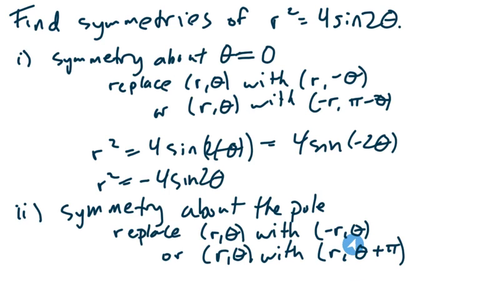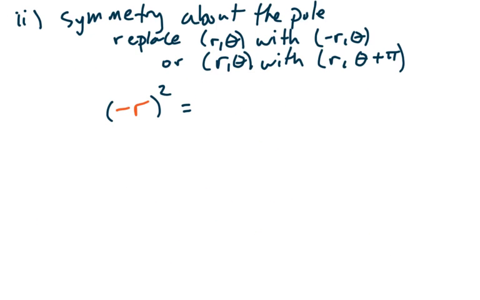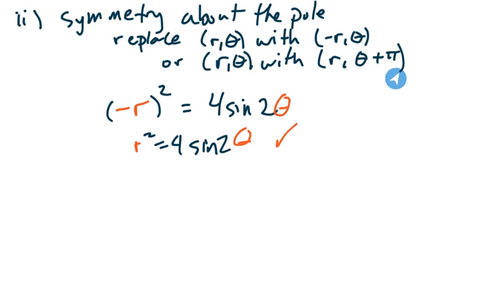Now, I'm going to pick this one. Instead of squaring r, I'm squaring negative r. And then the other side is 4 sine 2 theta. Theta got replaced with theta this time. And because this is negative r times negative r, we get r squared equals 4 sine 2 theta, which is our original equation. I didn't have to do this sum difference angle identity stuff because this one worked. This is symmetric about the pole.